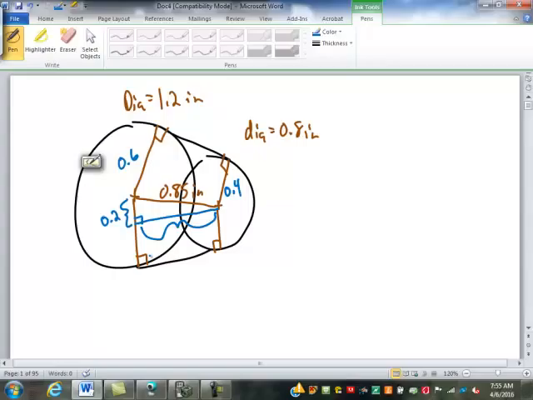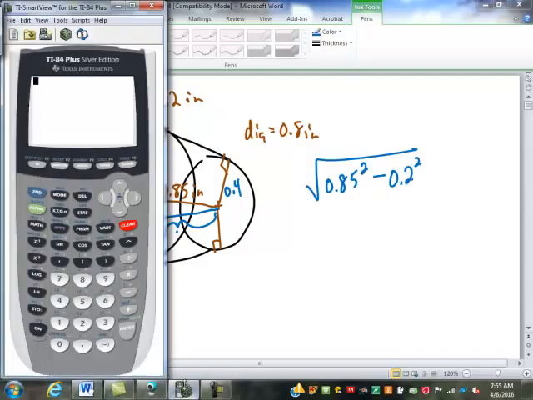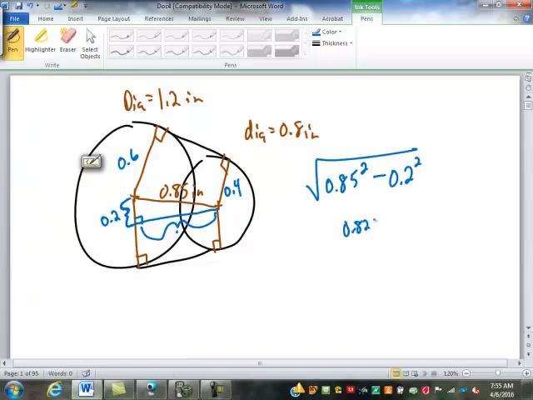a squared plus b squared equals c squared. Well, this is one of the legs, right? Oh, that's right. Yeah, that's the bracket thing. So that length is the square root of 0.85 squared minus 0.2 squared, because we have the hypotenuse and one of the legs. That gives 0.8261. So that distance is one of the things we were meant to find, 0.8261.